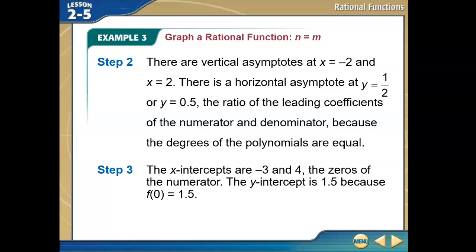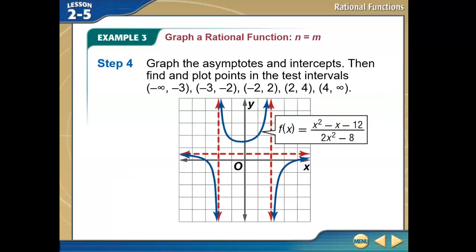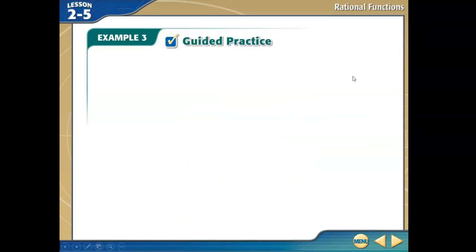The x-intercepts are at -3 and 4. That's where the numerator was equal to 0. And then our y-intercept is at 1.5 because when we plugged in 0, we got 3 divided by 2. And from all that information, we can graph it. See if we can find one with holes.